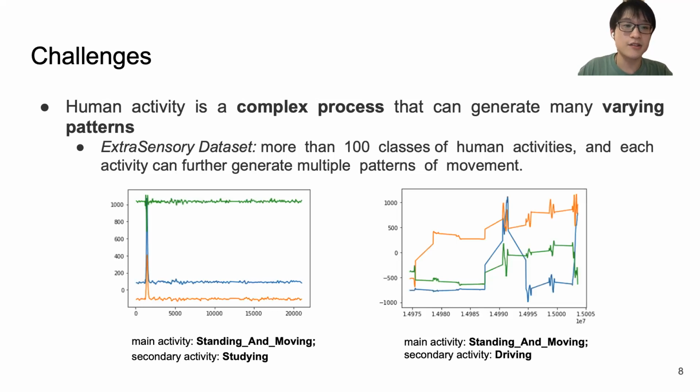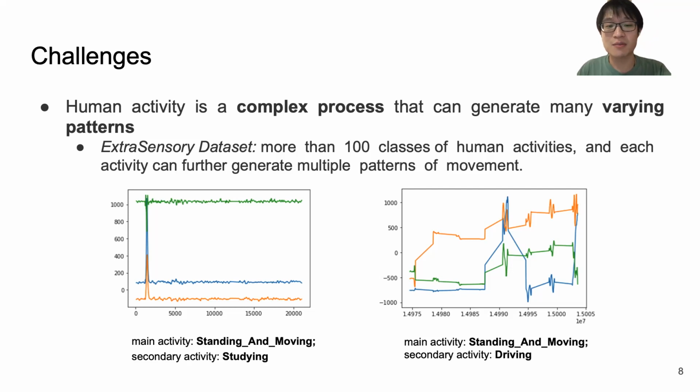The second challenge is the complex process of human activity. Human activity is a complex process that can generate many varying patterns. For example, the ExtraSensory dataset contains more than 100 classes of human activities, and each activity can further generate multiple patterns of movement.